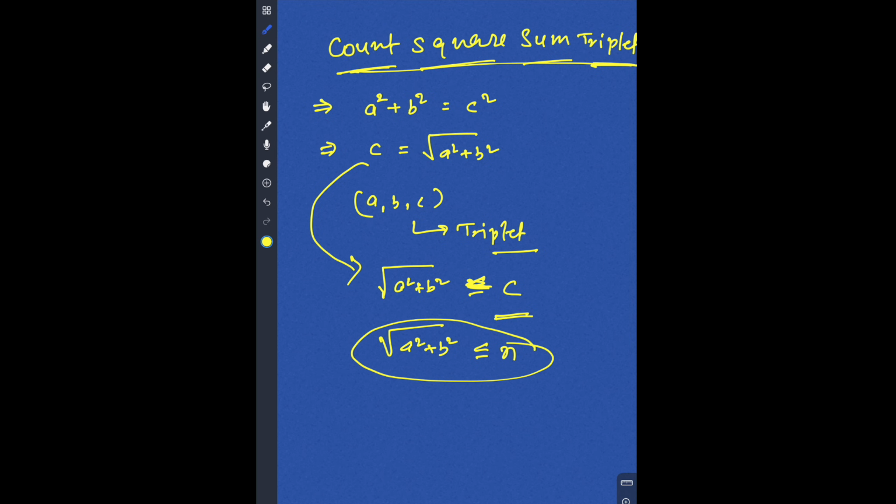If you want to maintain all the counters valid for this type of concept, we just need to increment the counter. The question says that we have to determine the number of square triplets that satisfy these conditions. If it satisfies the conditions, you need to increase the count, and once you increase the count, you will return the result.